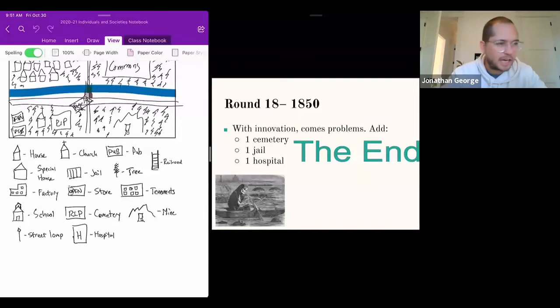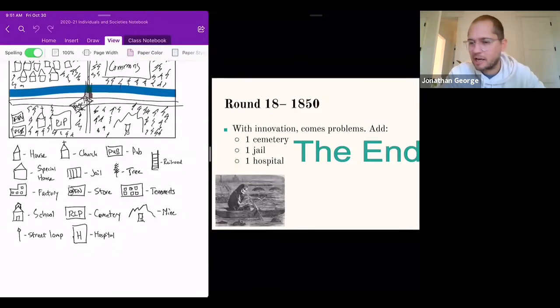All right, y'all. Again, with innovation comes problems. Make sure you add a cemetery, a jail, and a hospital. So now what I need you to do, if you're doing this on a sheet of paper, is take a picture and crop out everything around so it's very neat and orderly, please.